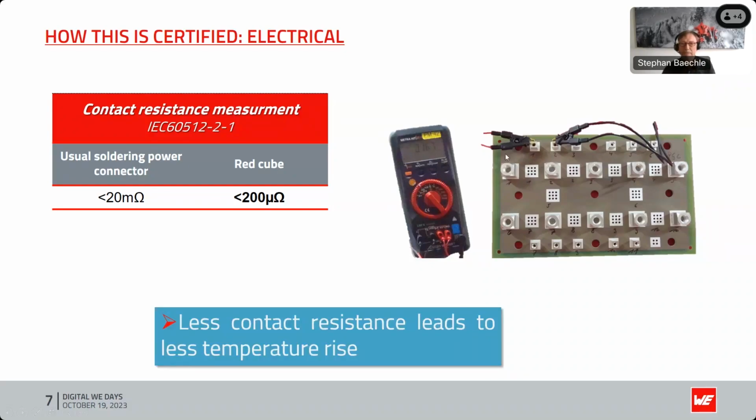Here you can see how it is measured over 2 RedCubes and then divided by 2. And that means less contact resistance leads to less temperature rise. That means an ideal connection for high power.